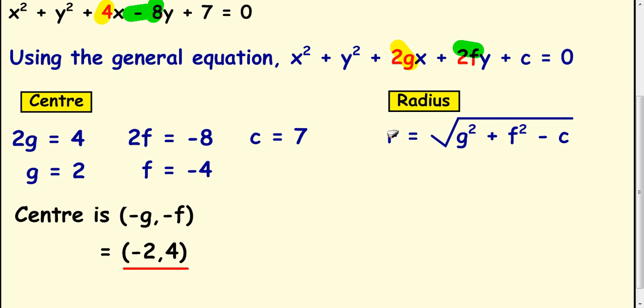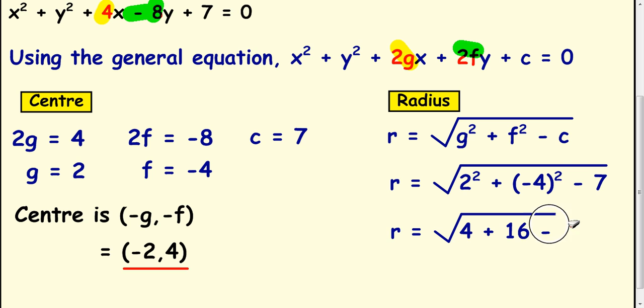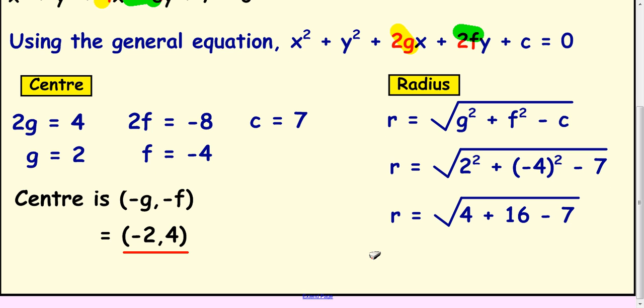Use your formula sheet to work out the radius. The square root of g squared plus f squared take away c. So there's your values here, here, and here. So substitute them in. 4 plus 16 take away 7, and that comes to the square root of 13, or root 13.